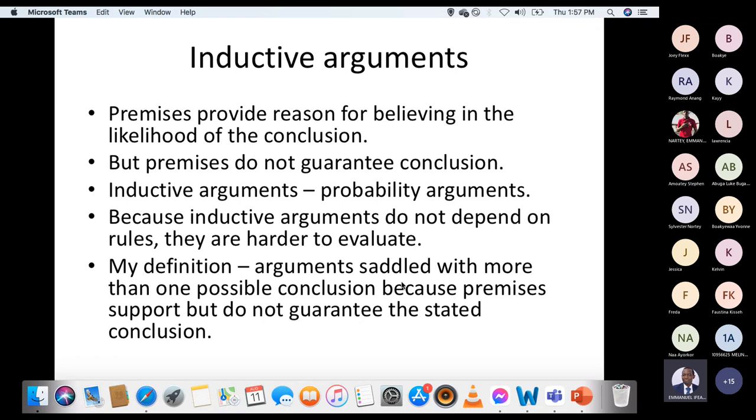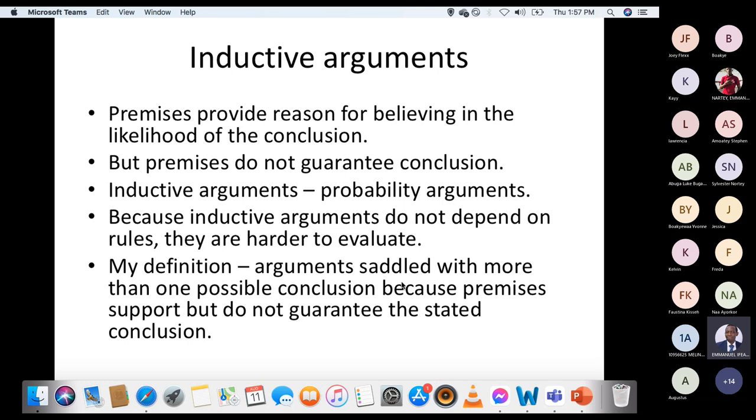But for inductive arguments, it's no longer about the logical relationship. It's about the likelihood of the conclusion. It's in the realm of probability. So when you are dealing with probability, the best thing you do is what? You just look at the content, the meaning of the content of the argument. And then you decide, based on your real-life experiences outside the argument, whether to accept it or not.